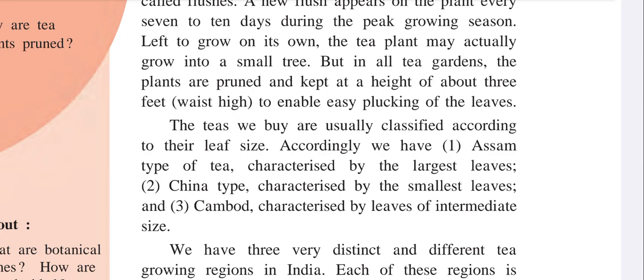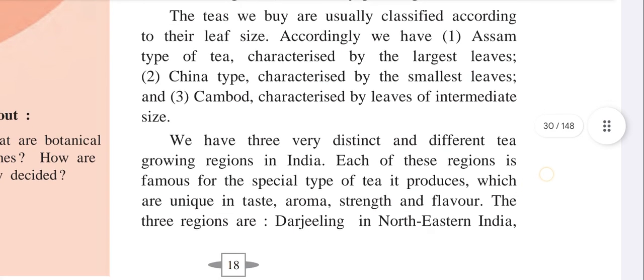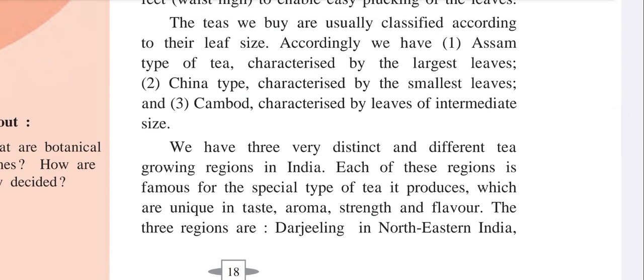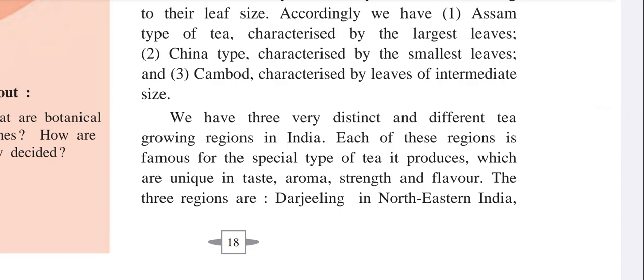The teas we buy are usually classified according to their leaf size. Accordingly, we have first Assam type of tea, and it is characterized by the largest leaves. You know that the tea plants from Assam, they have the largest leaves. The second one is China type, and it is characterized by the smallest leaves. And you know that China tea plants have the smallest leaves. And the third one is Cambode, and it is characterized by leaves of intermediate size. You know, in Cambode country, the tea plants have the leaves, but they are not too big or too small, means they are intermediate size.